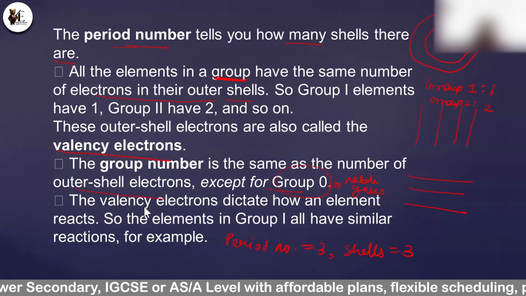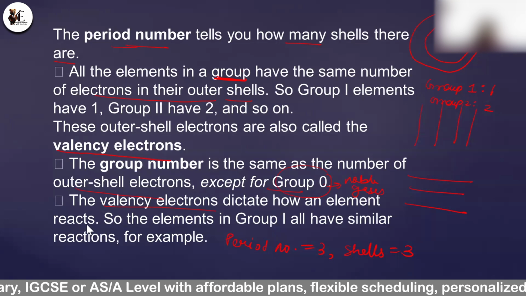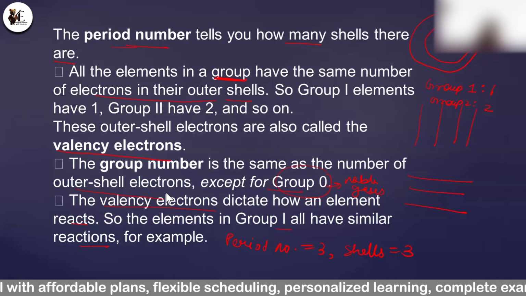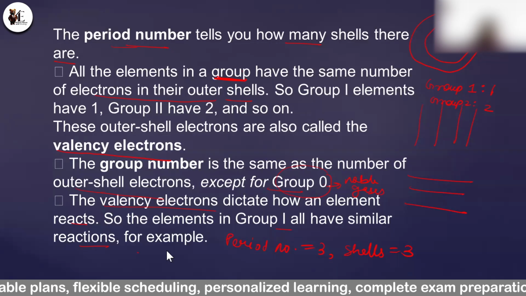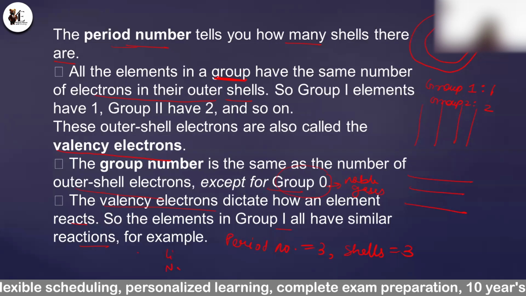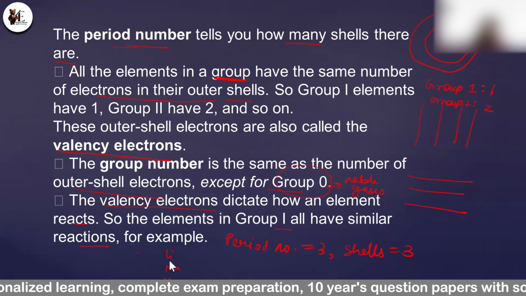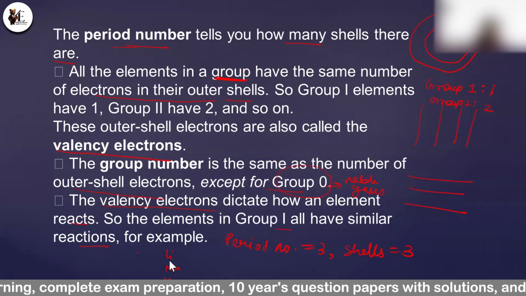Now, valency electrons dictate how an element reacts. So the elements in group 1 all have similar reactions. For example, in group 1, you have lithium, sodium, potassium. Whatever reaction the lithium is giving, the same reaction sodium is giving and the same reaction potassium is giving. Got it?